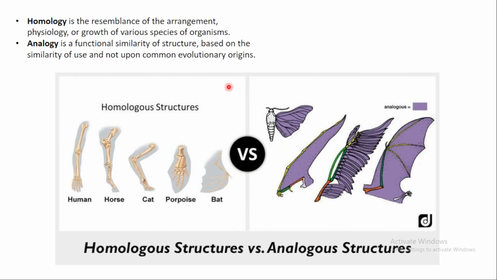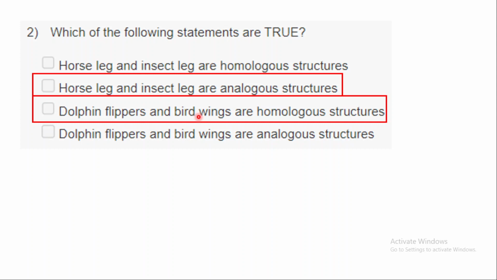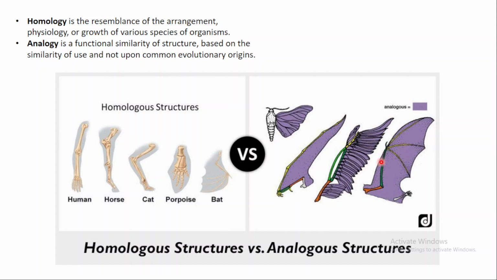Now let's understand the difference between these two terms. It's very important and very basic. Homology is the resemblance of arrangement, physiology, or growth of various species of organisms. So if two things have homology, they resemble in the arrangement, the physiology, and growth of various species of organisms. Here, according to our answer, dolphin flipper and bird wings have a similar kind of arrangement. If you look at it, this is a bird wing and this is a dolphin flipper. They have a similar kind of arrangement, if you follow the color coding.